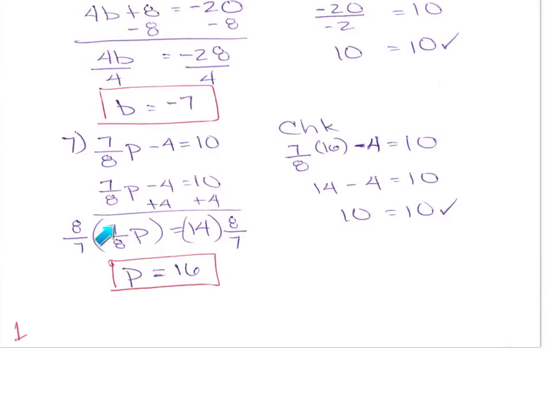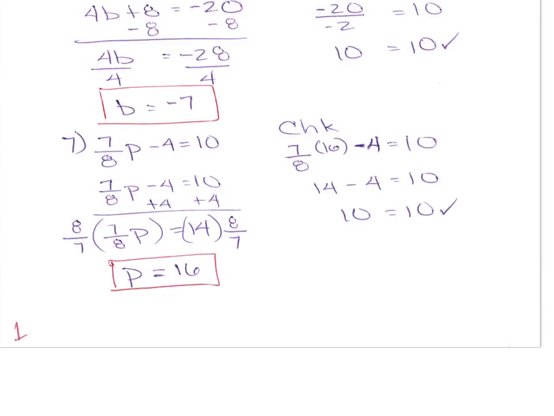From here, we need to get rid of 7 over 8. So to get rid of 7 over 8, I'm multiplying both sides by 8 over 7. You can see that the 8s would cancel out, and then the 7s would cancel out. Then I'm left with p. If I multiply this side by 8 over 7, I'm going to have to do the same thing on the right-hand side. So now we're going to have 14 over 7, which would give you a 2. 2 times 8 would give you a 16. So p is equal to 16.